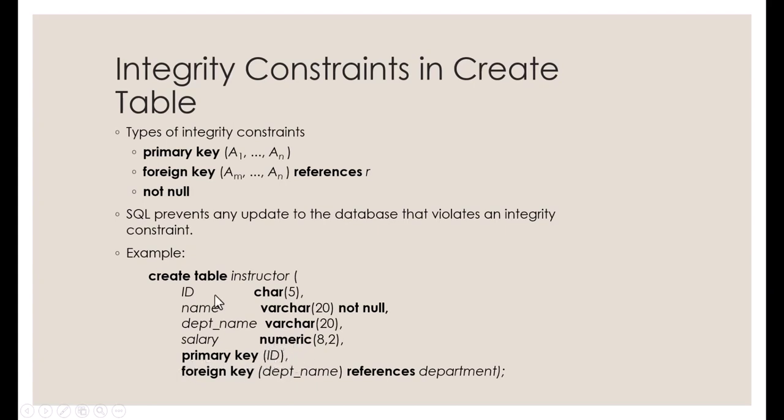Parentheses ID. So ID here is the primary key. Okay, comma, we have a foreign key called department name. And this department name is referencing another table called department.